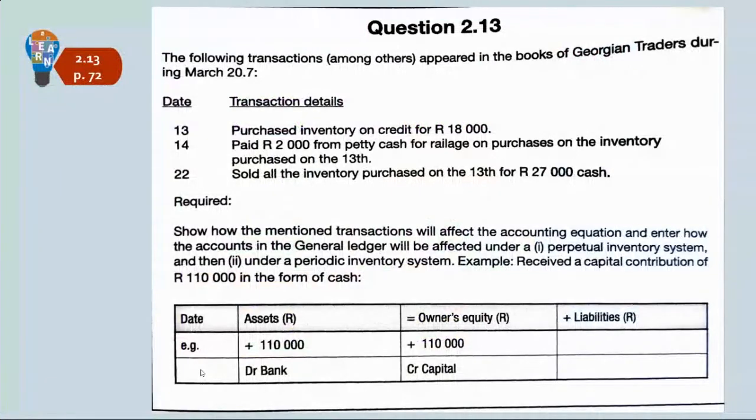Now the second transaction, we say we paid 2,000 Rand from our petty cash for railage of purchases on the inventory purchased on the 30th. So what they're saying is we paid for the transportation cost, 2,000 Rand, and we paid it out of petty cash. Let's start with the easy part of it first. Where did the money come from? How did we pay for the railage?